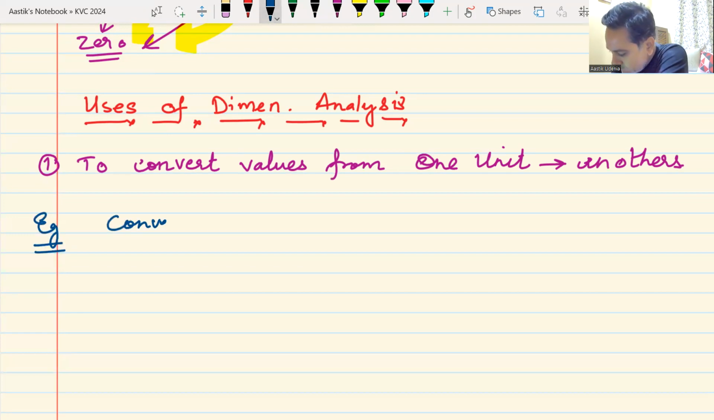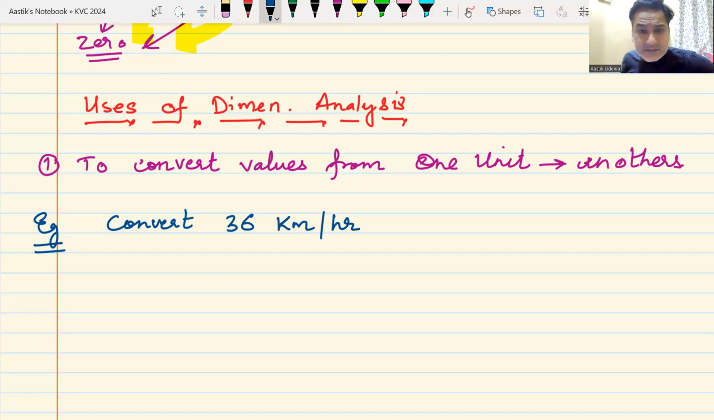Example. Convert 36 kilometer per hour. Now kilometer per hour is not a CGS unit. It's not an MKS unit. It is definitely not the SI unit. But sometimes speed is given in kilometer per hour. That is how your vehicles are marked. They are marked in kilometer per hour. They are not marked in meter per second. Meter per second though is the SI unit, but sometimes we use more conventional units.